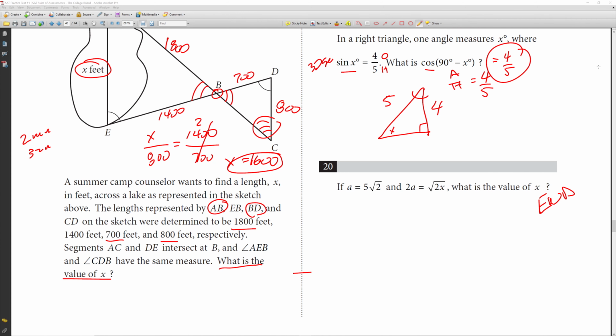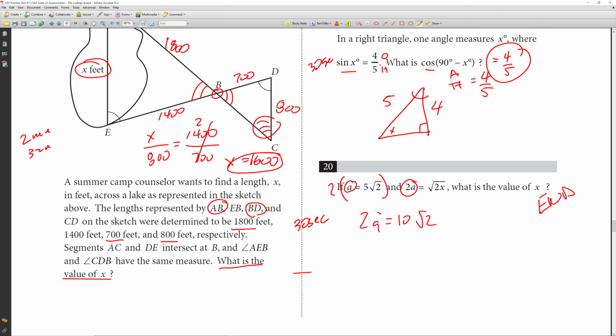Okay, so we are on question number 20, the last question on section 3. If a is equal to 5 square root of 2 and 2a is equal to square root of 2x, what's the value of x? And honestly, this should take about 30 seconds. The reason is because I have an a here and a 2a here. I'm just going to multiply this whole thing by 2. So 2a is then equal to 10 square root of 2.